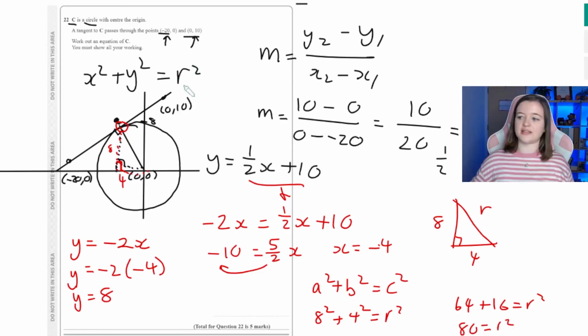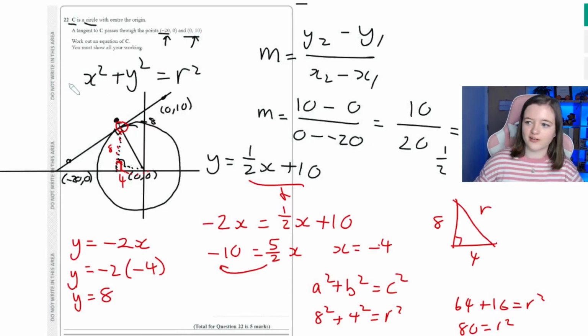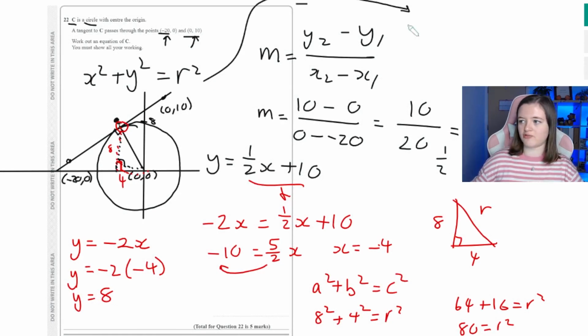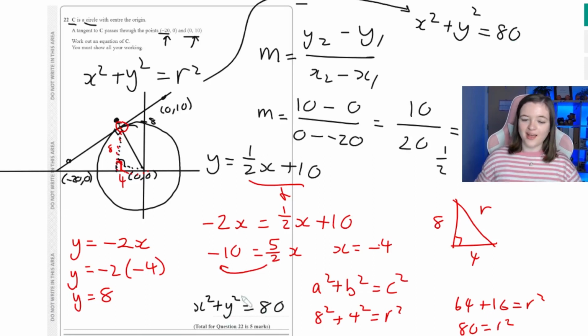And if you look at that, that is exactly what we need. We could square root this, but we're squaring it again anyway. So then the equation of the circle is, finally, let me write it up here where I've got the last remnants of space, x squared plus y squared equals 80. Or actually, put it on the answer line: x squared plus y squared equals 80. And that is done. That was grade 9.